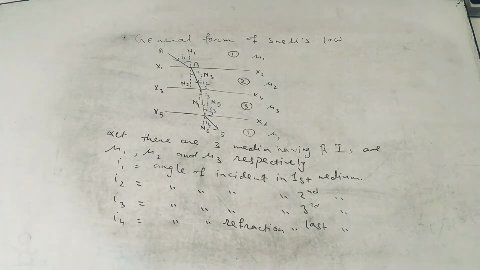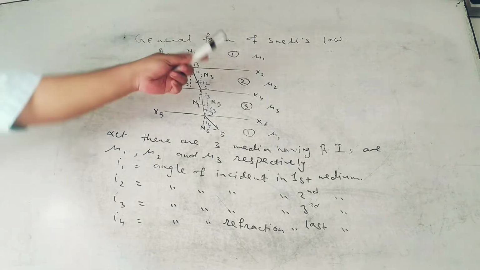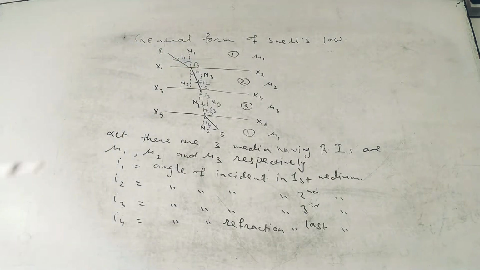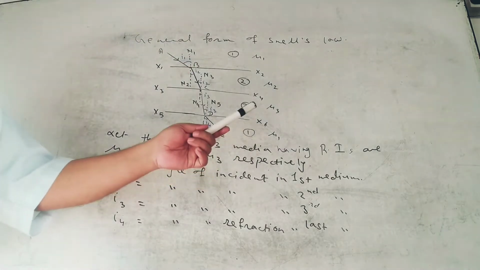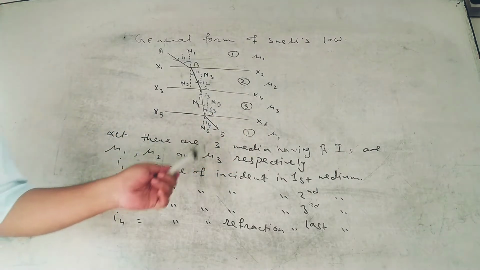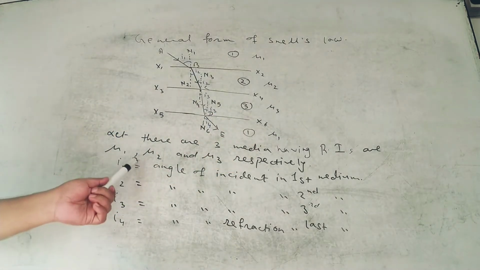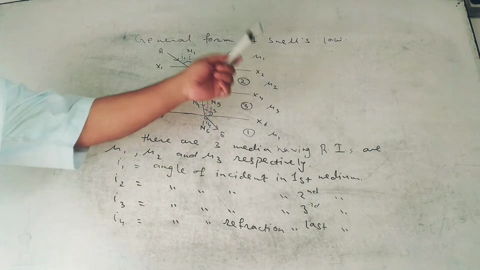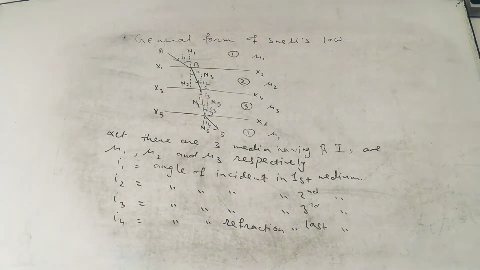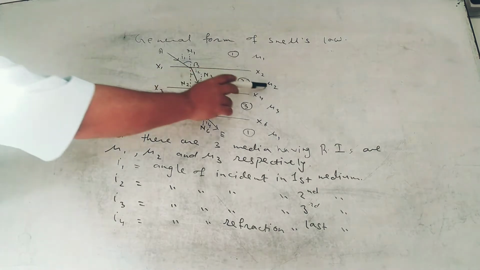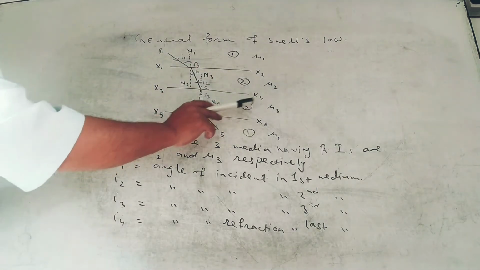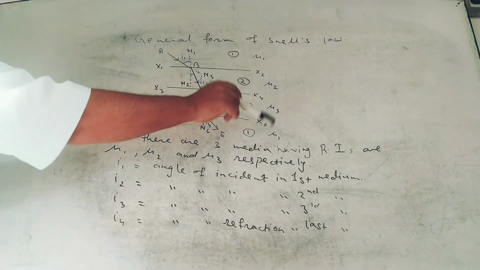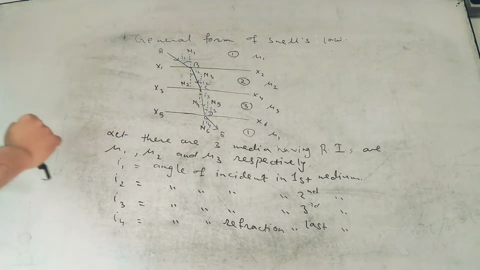Now we are going to discuss the general form of Snell's law. There are three media having refractive indices mu1, mu2 and mu3 respectively. Here the first medium has refractive index mu1, the second medium has refractive index mu2, the third medium has refractive index mu3, and again the first medium has refractive index mu1.